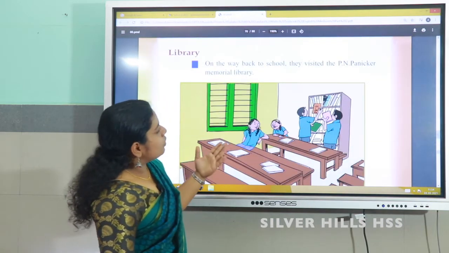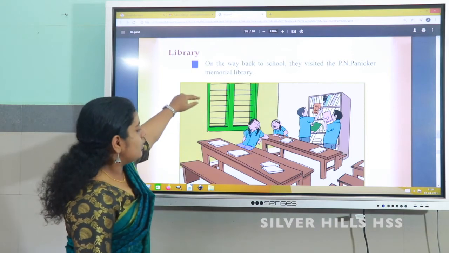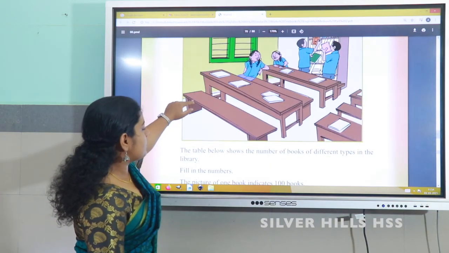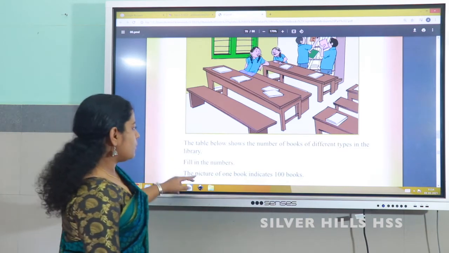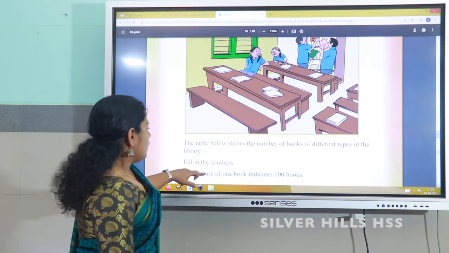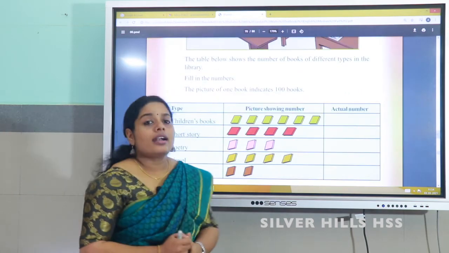On the way back to school, this is a library question. We have a library shown here. Here you can see the table below shows the number of books of different types in the library. Number of books, fill in the numbers. The picture of one book indicates 100 books.